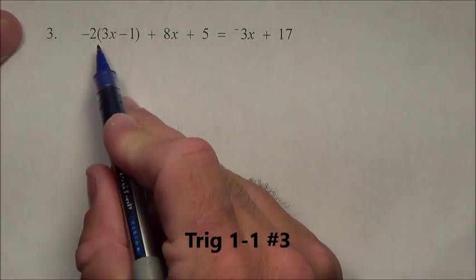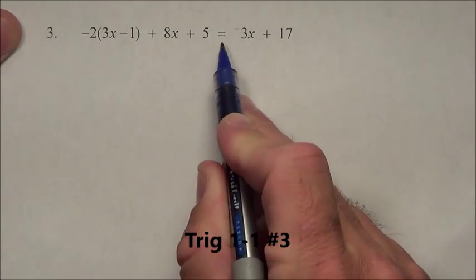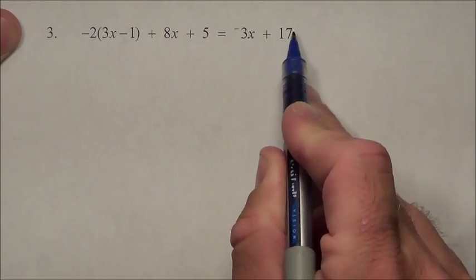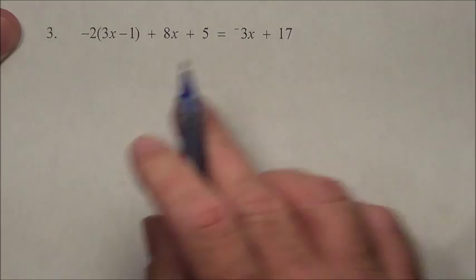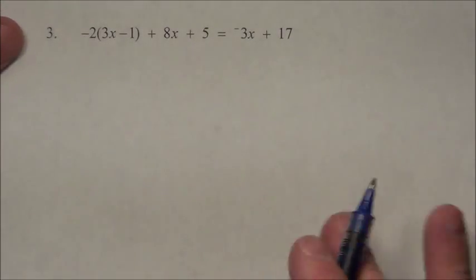Problem three, I have all this stuff over here on the left side of the equal, not much here on the right side. So I need to go ahead and clean this up and get my x's all combined and everything before I start trying to move across the equal sign.